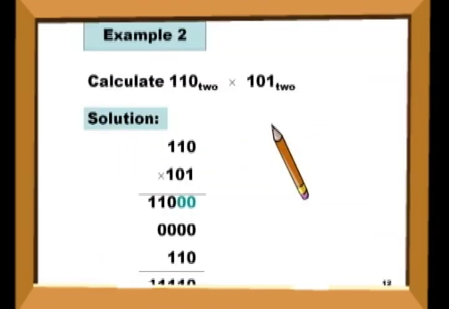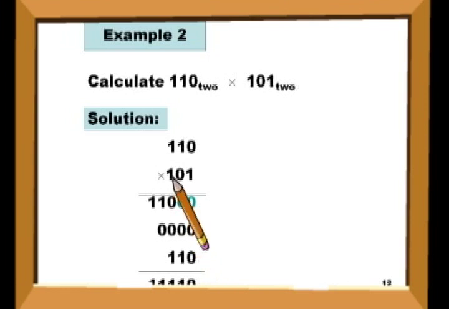Now let's try example 2. Calculate 1, 1, 0 base 2 multiplied by 1, 0, 1 base 2. Solution. Now after we have set down our numbers, we find the product. Now this here is a three-digit number. Now we're starting our multiplication from this one here, so we need to add our two zeros here.